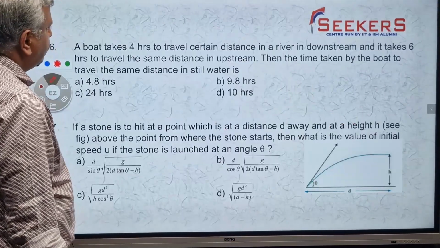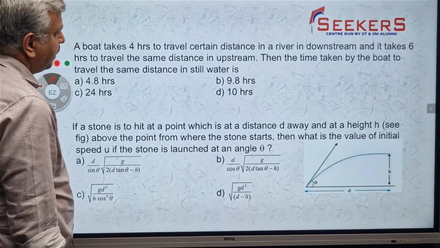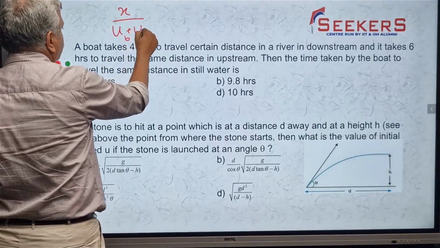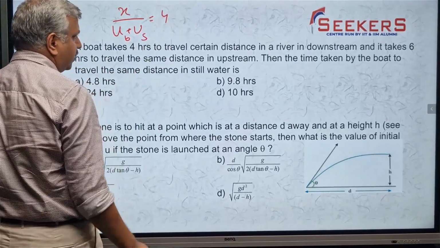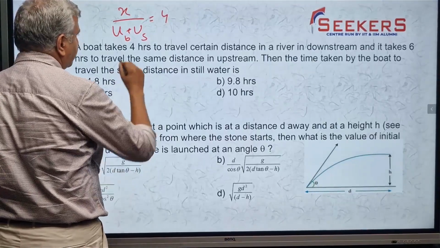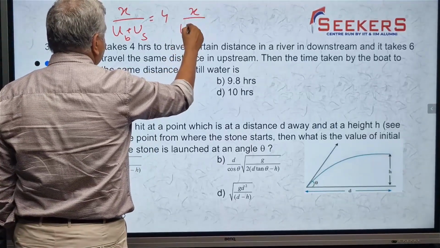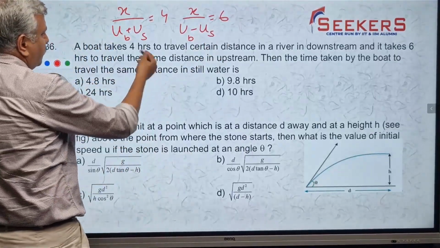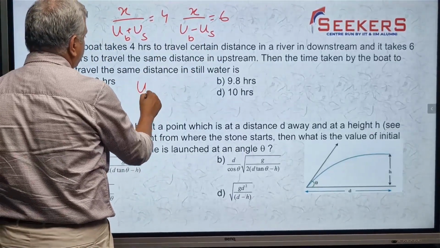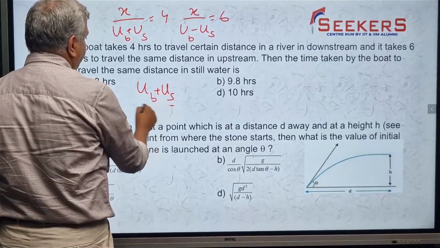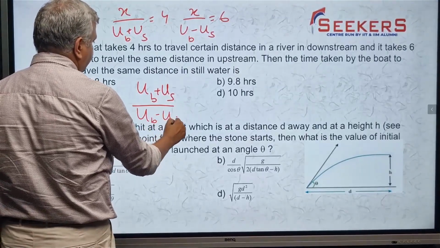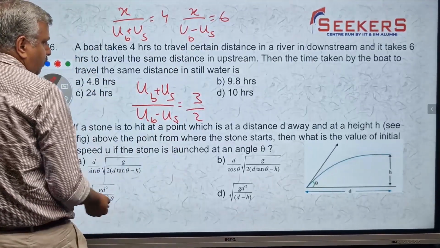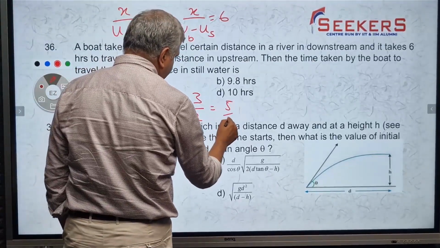A boat takes 4 hours to travel certain distance downstream. So let the distance be equal to x. So x divided by u boat plus u stream is equal to 4 hours. And then it takes 6 hours to travel the same distance upstream. So x divided by u boat minus u stream is equal to 6 hours. So in such cases just divide one by the other. So you will get ub plus us divided by ub minus us is equal to 3 upon 2. That is, I am dividing one by the other. Now apply componendo dividendo. So it will become 5 divided by 1.